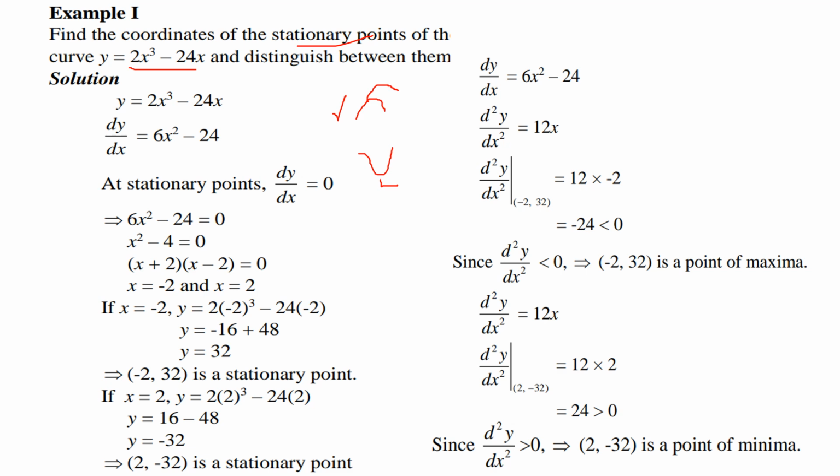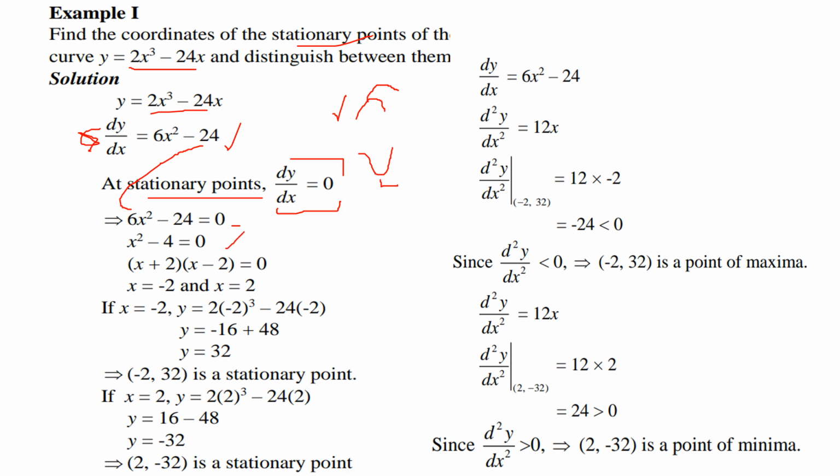That means we are prompted to find the first derivative. So y is given as this. The first derivative, dy/dx, is going to be 6x squared minus 24. Then we make an outline that at stationary points, dy/dx, the first derivative, must be equal to 0. So we get the expression 6x squared minus 24 equated to 0. We divide through by 6, and we remain with x squared minus 4 equal to 0.